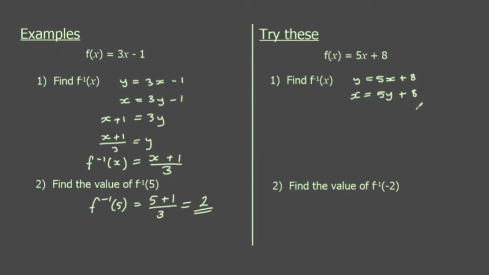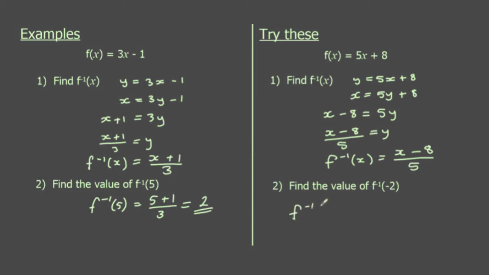So to make y the subject of the formula, let's subtract 8 from both sides and then divide both sides by 5. Our inverse function f inverse of x is (x minus 8) over 5. Find the value of f inverse of negative 2. We change x to negative 2 in our inverse function. So (negative 2 minus 8) over 5, which is negative 10 over 5, which is negative 2.